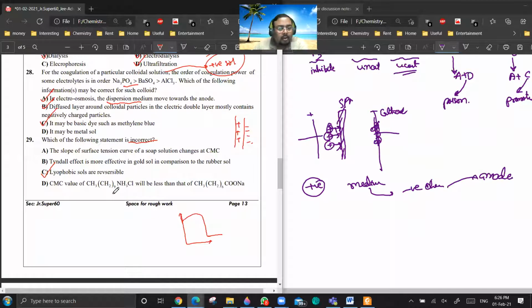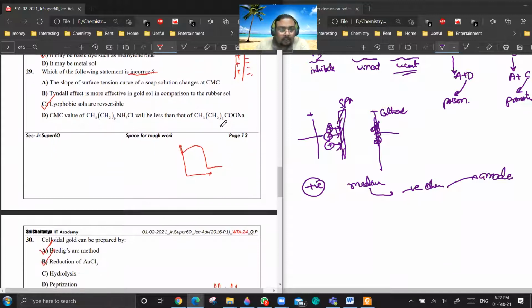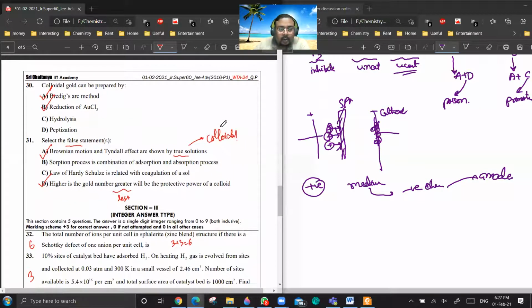29. So in the 28th, option C is just like a theoretical part, right? See, basic dyes are positively charged salts. Acidic dyes are negatively charged salts. See, it may be a basic dye because it is a positive salt. You don't know it, but it may be. Yes, sir. Okay. After this, 29 should not be a doubt. I think we have discussed the slope of surface. Okay. So 30, 31.